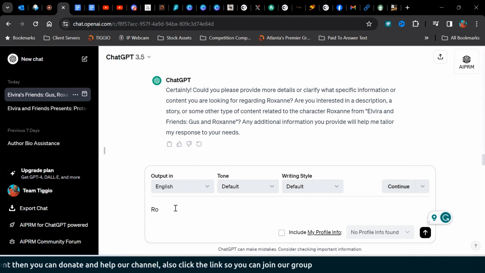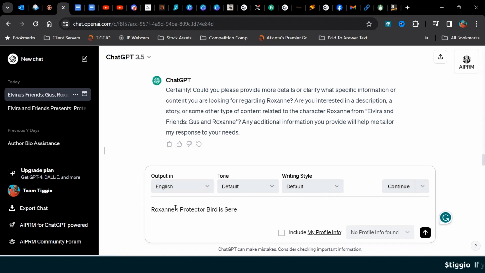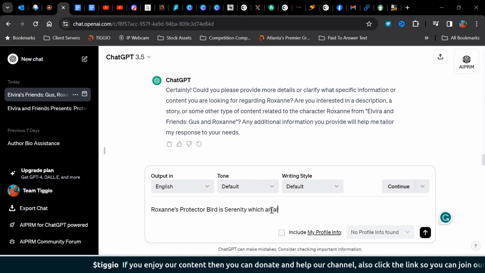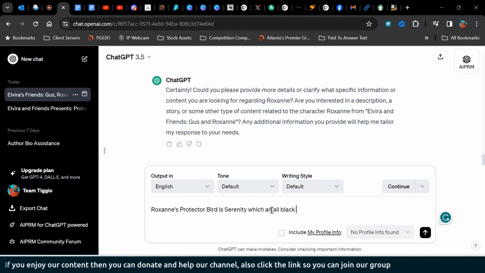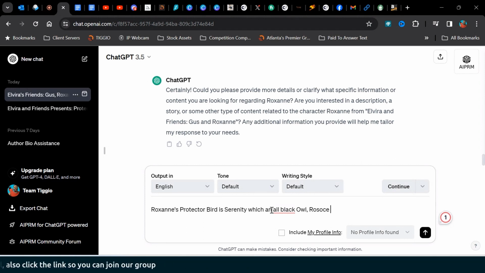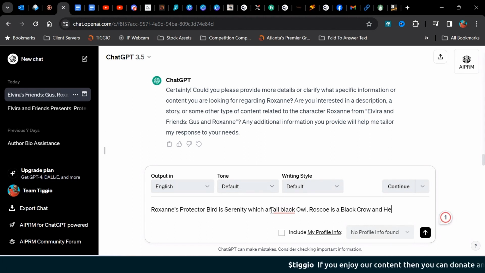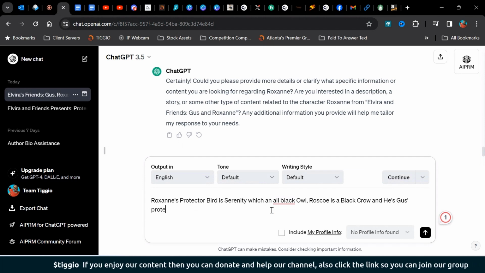All right. Roxanne's protector bird is Serenity, which is an all black owl. And Roscoe is a black crow, and he's Gus's protector bird.